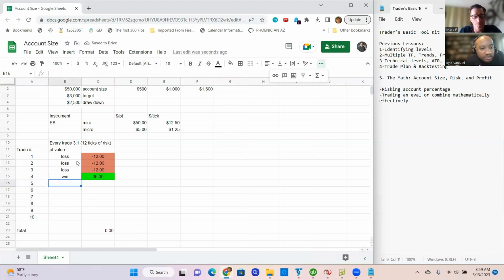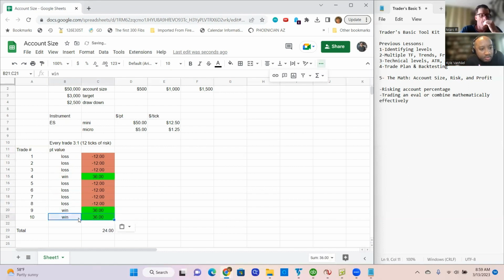Over 10 trades, let's just do this. No, this is still gonna, if you took 10 trades, and you lost 7 out of 10 of those trades, you'd still be positive 24 points, all right?